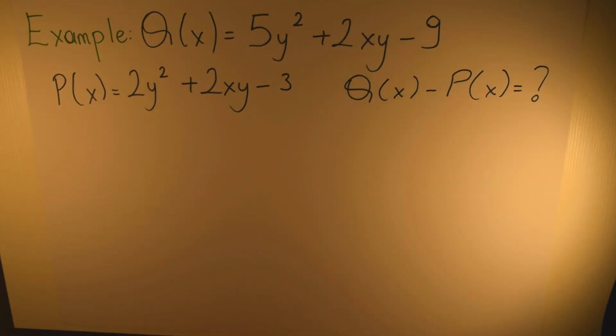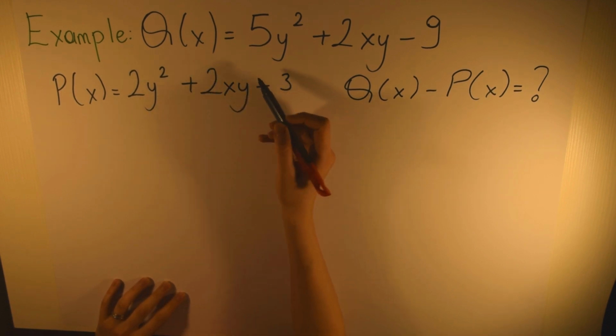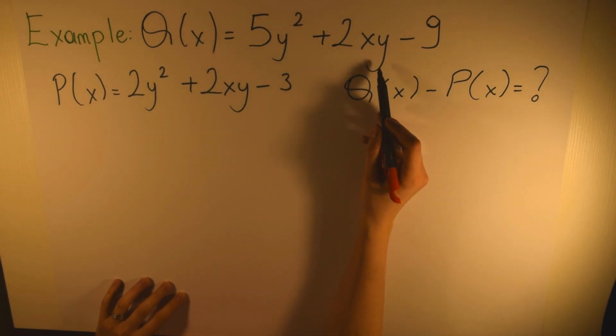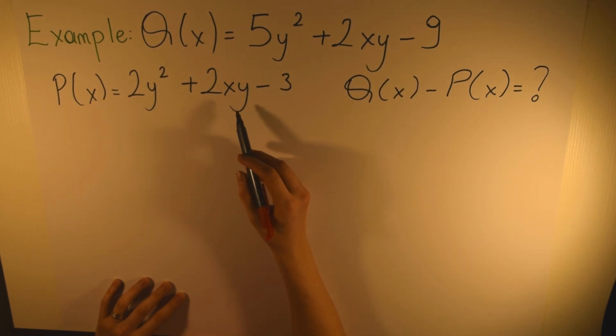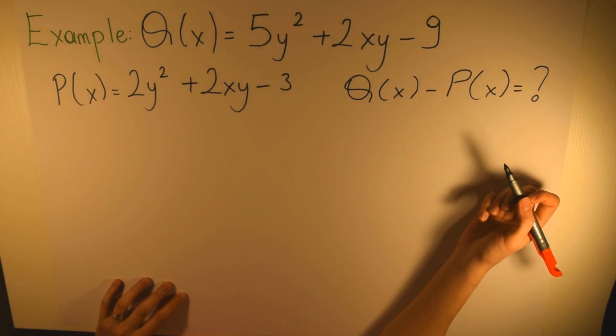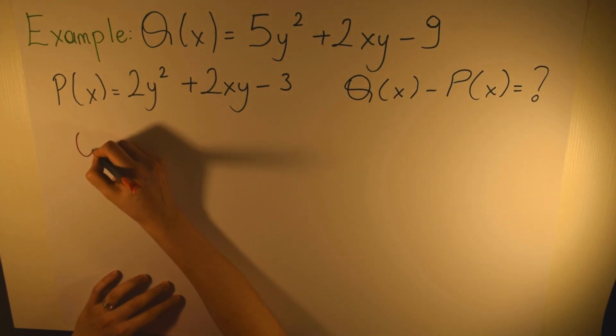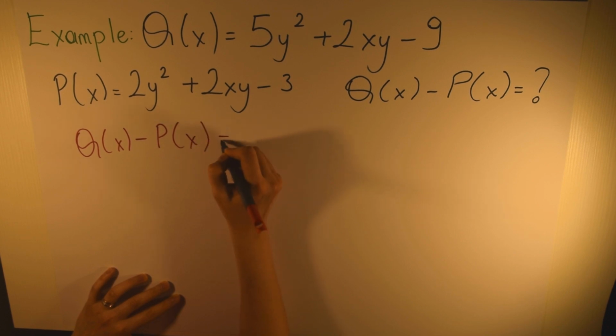To subtract polynomials, first you need to reverse the sign of each term we are subtracting. In other words, turn plus into minus and minus into plus, then add as usual. Let's see this example. Here we have qx is equal to 5y squared plus 2xy minus 9. Here we have px is equal to 2y squared plus 2xy minus 3, and qx minus px is asked. So here, let's write it down. Qx minus px is equal to.